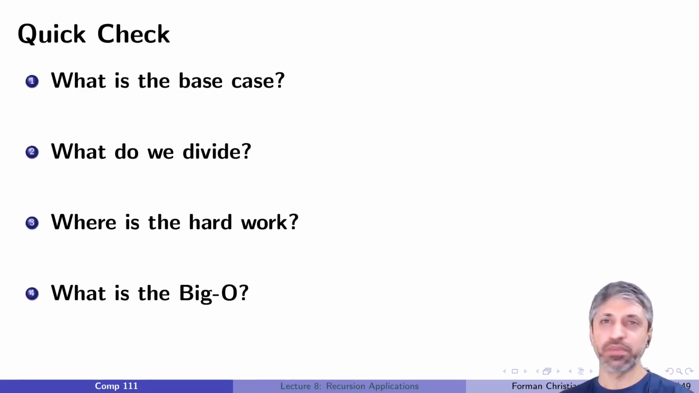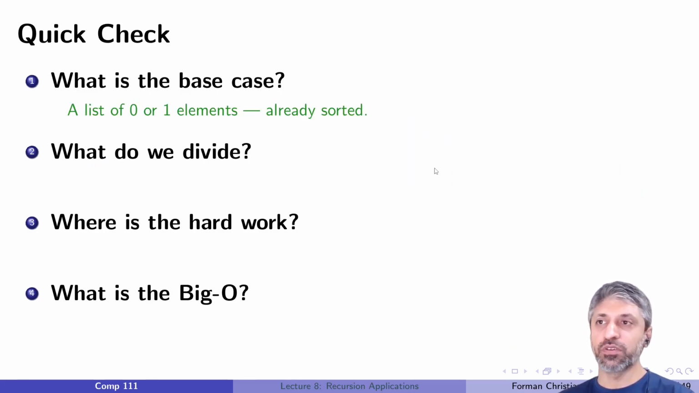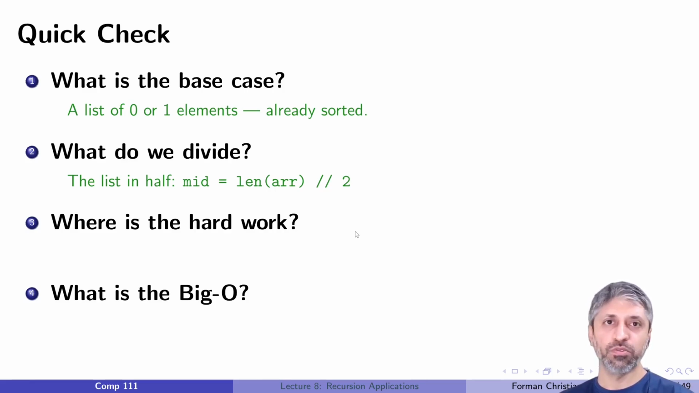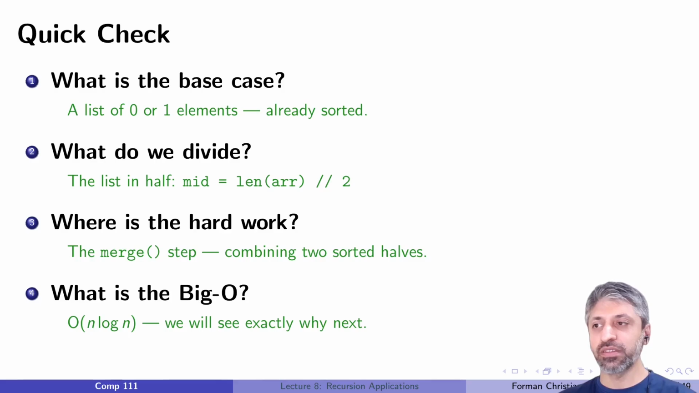Quick check. What's the base case? A list of 0 or 1 items is already sorted, so we just return it. What do we divide? We divide the list in roughly half, so that's essentially the length of the array divided by 2. Okay, where's the hard work? Well, the merge step, as we saw, is the critical part of this whole thing. Combining two sorted halves is where all the action is. The big O is n log n.